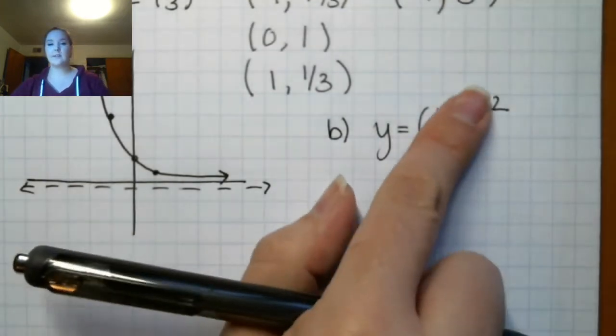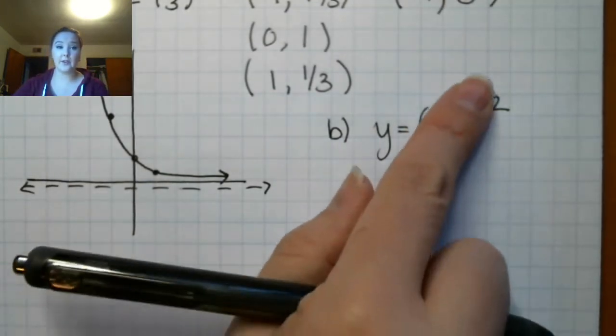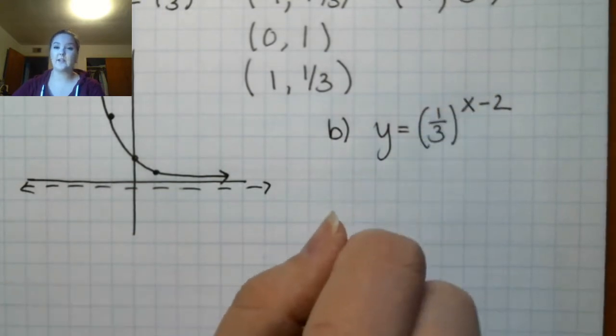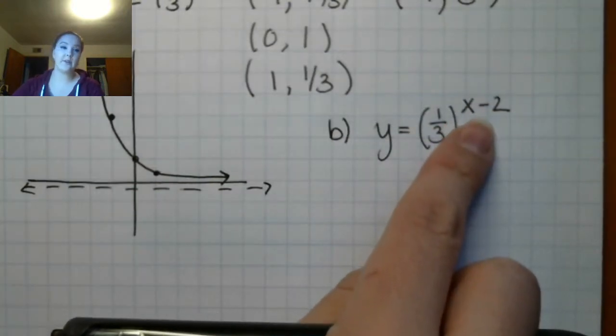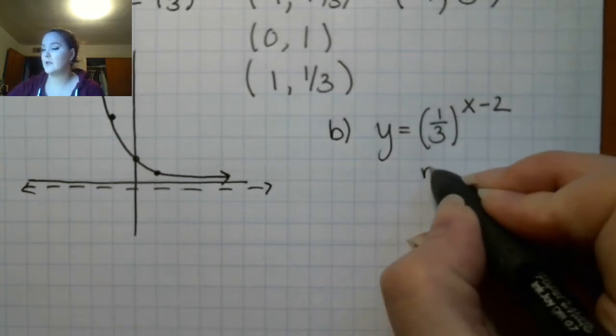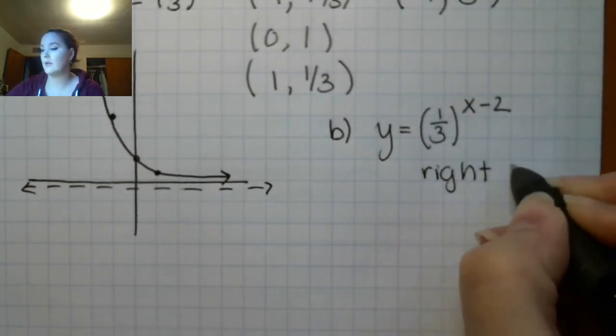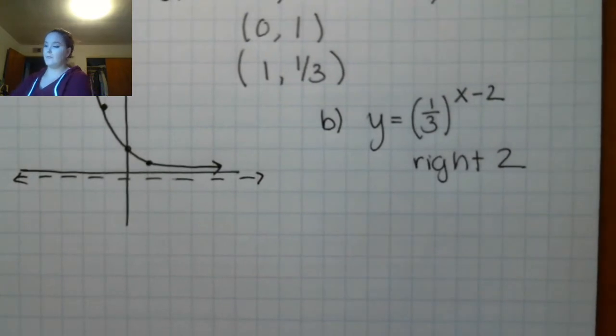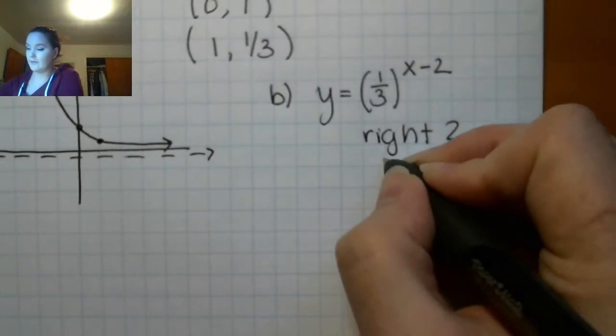Now this is inside of the main function, right? The 1/3 to the x function. So this means it's going to affect x. So minus 2 means that it's going to move the graph right 2. Okay, so let's look at our graph.